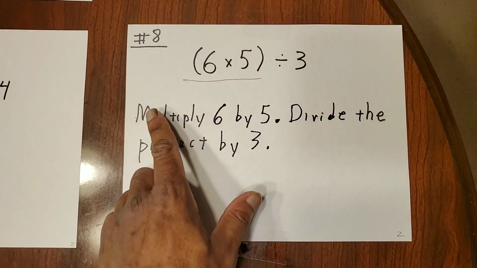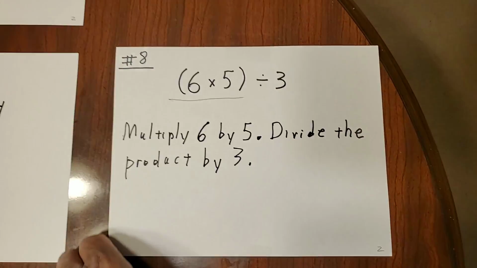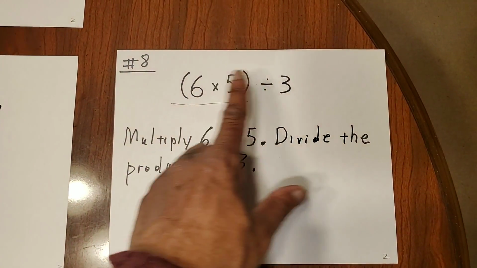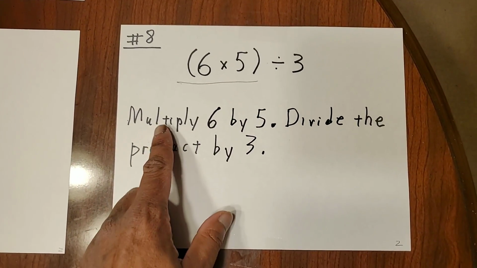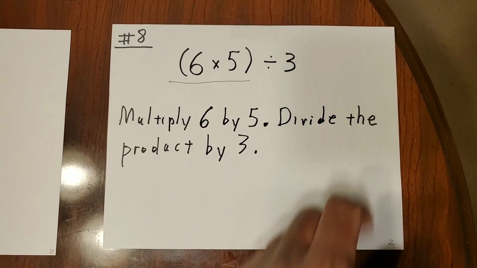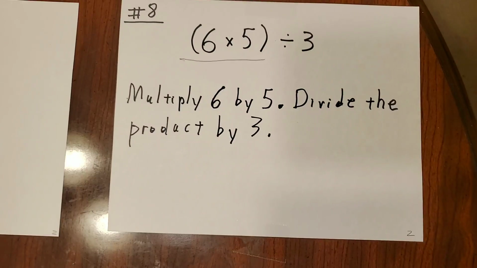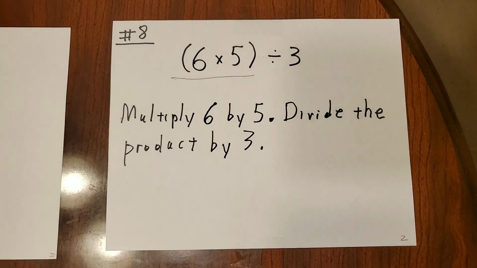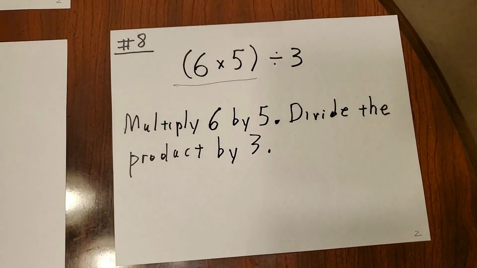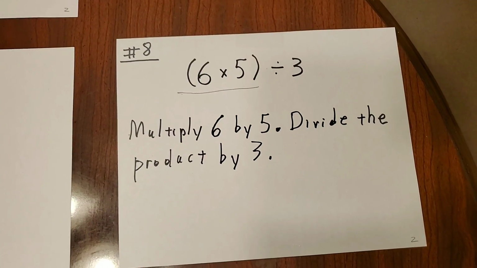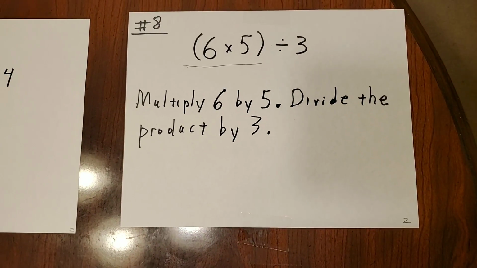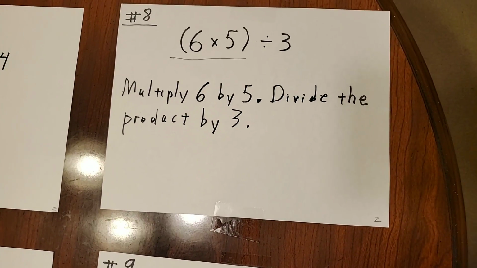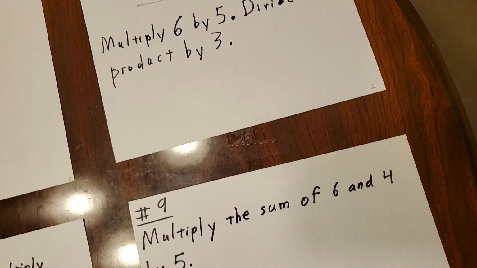So this represents this: 6 times 5 divided by 3. I can also write it as multiply 6 by 5, divide the product by 3. Okay. Now, we're going to do one more. And pay very close attention, because this one you definitely are going to need to help you with today's assignment.